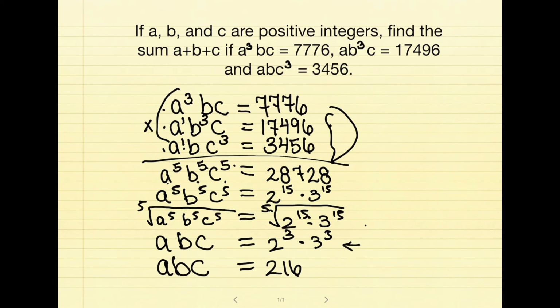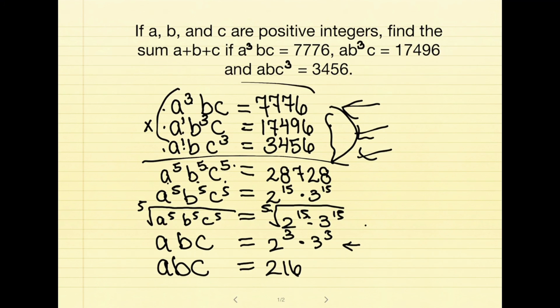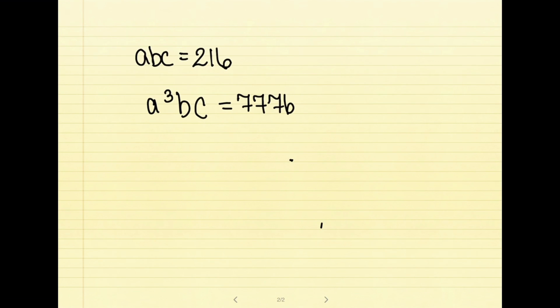Now what we're going to do is put this back into our original equations, these three. So let's go into the next page. Remember that abc is equal to 216. Okay, abc is equal to 216. And now let's put that into the first equation we had. So that was a cubed bc is equal to 7,776. So that was our first equation over here. So we just put it back over here.